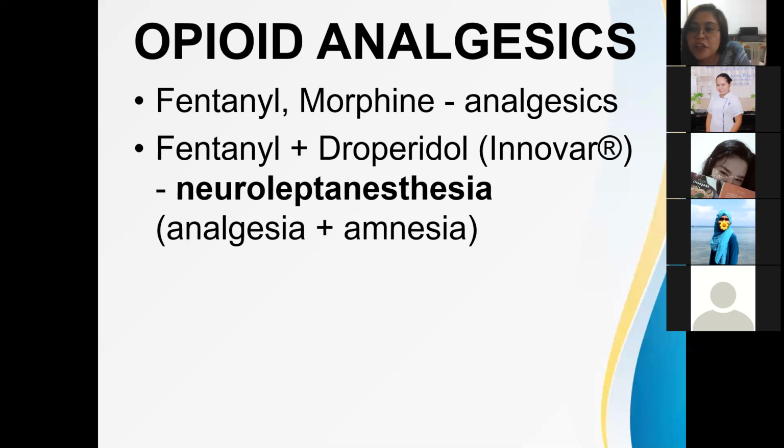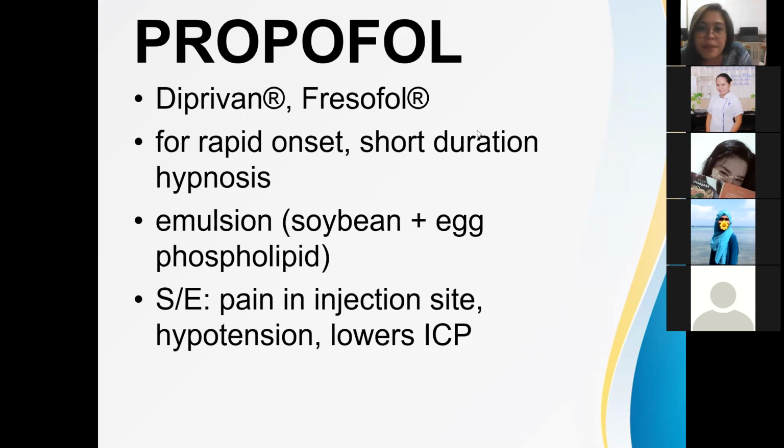Then droperidol, remember, is a neuroleptic drug. It's an antipsychotic drug. But if you combine the two, there will be analgesia and, at the same time, amnesia. So together they have the effect of a general anesthetic. We call it neurolept anesthesia. Okay? And then we have propofol.